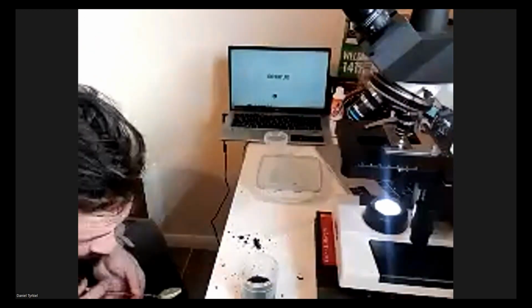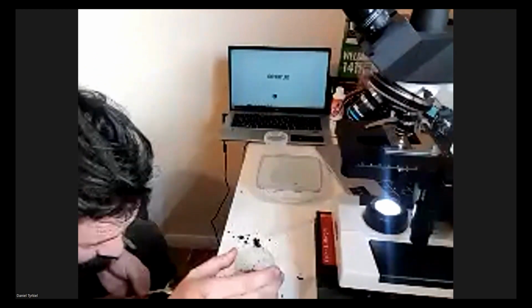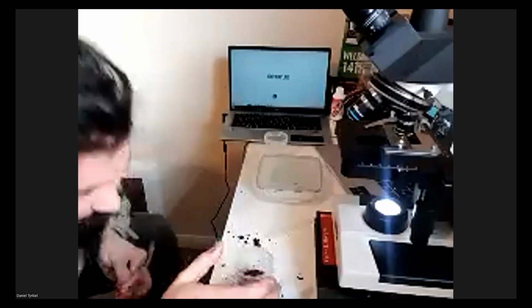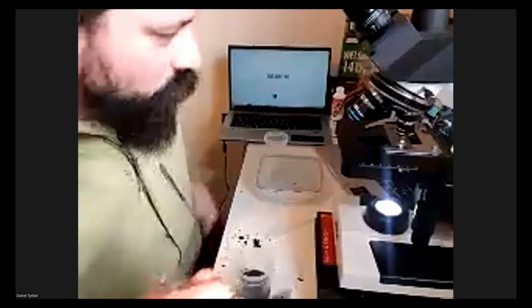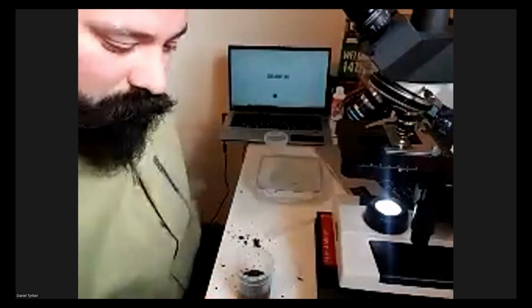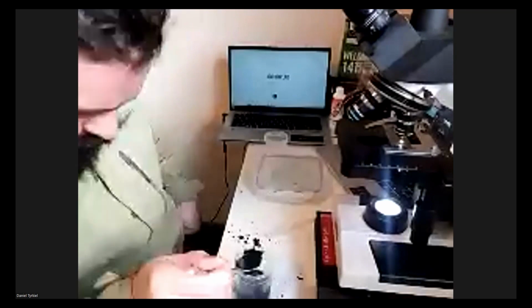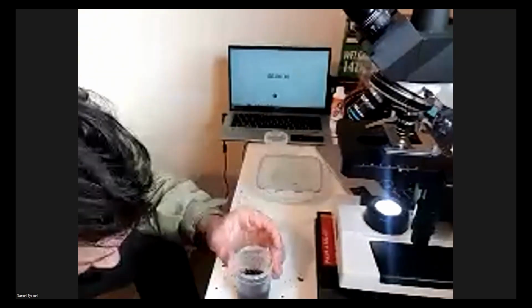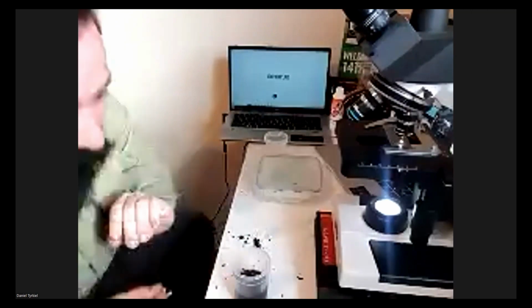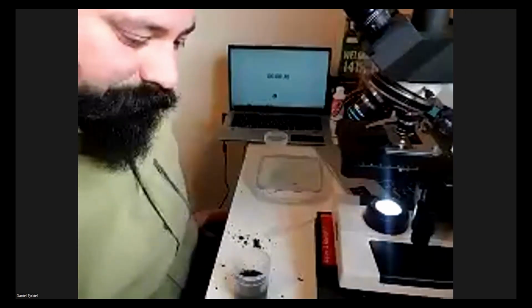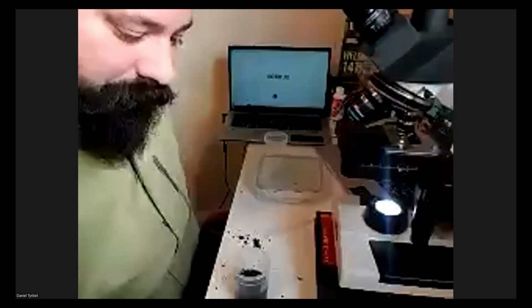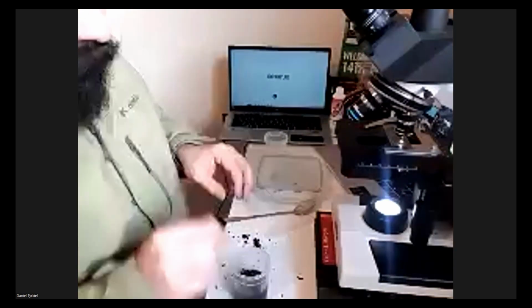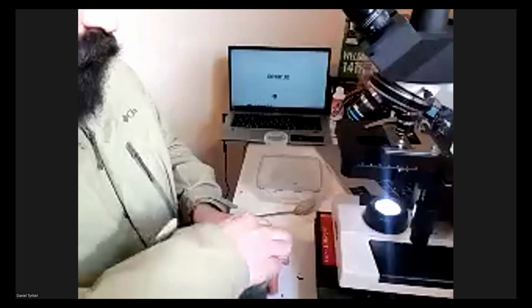So if you notice, Adam is using cups instead of test tubes. A lot of labs would be using test tubes. The reason we use cups is just to increase the amount of sample we're actually putting into that cup. Because with a test tube, you can only put 1 milliliter of compost, and it's hard to even measure out 1 milliliter of compost. It's hard to measure out the 10 milliliters.